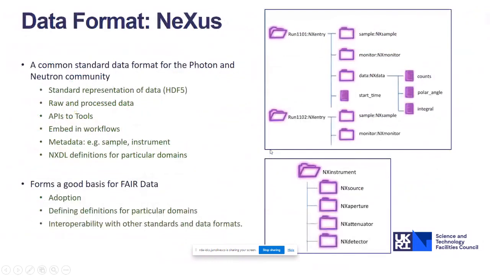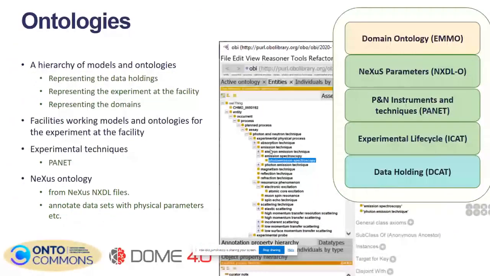I won't go into that slide. We are doing some more work on ontologies, though. There's a gap, if you like, between the metadata for the data holdings and what you might call domain ontologies, like the European Materials Modelling Ontology. And that's what we're trying to fill. So information about the experimental life cycle, about the instruments and techniques, and about the experimental parameters. We're looking at putting in place some new ontologies to support instruments and techniques and the experimental parameters.